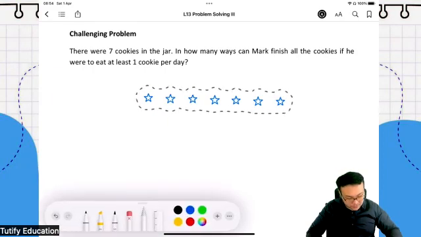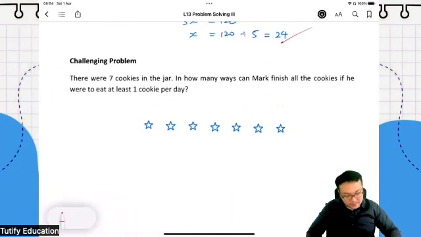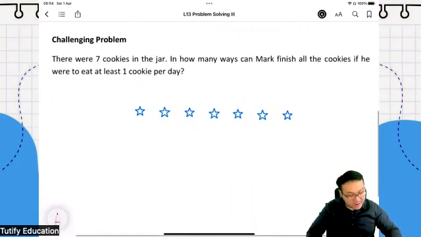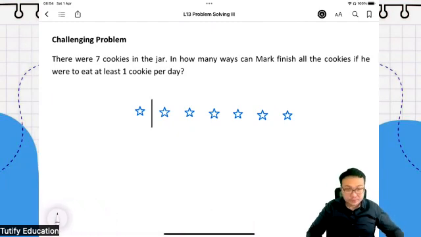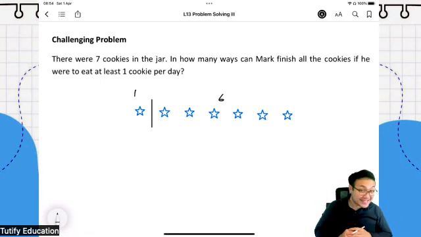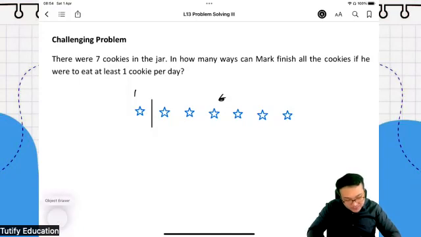Now, I have drawn some stars. Now I'm going to draw some bars. If I draw a bar like this, what does it mean? It means that I ate 1 cookie followed by 6 cookies. So I took 2 days to eat my cookies. 1 cookie on the first day, 6 cookies on the last day. Okay?